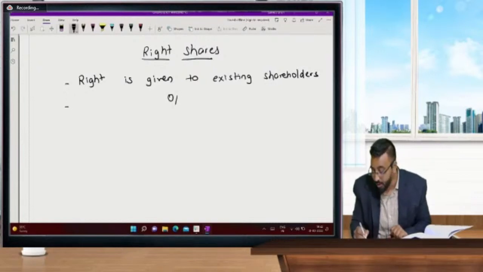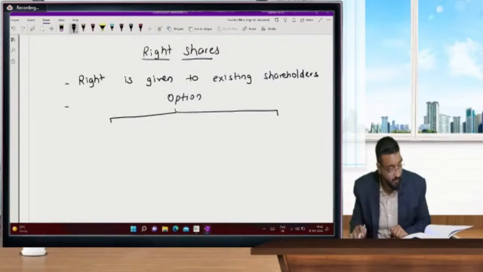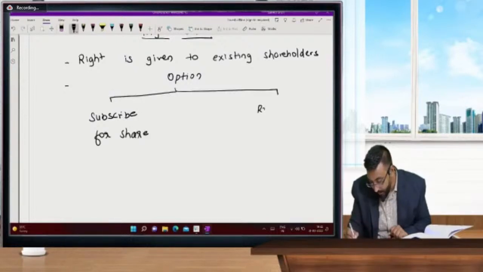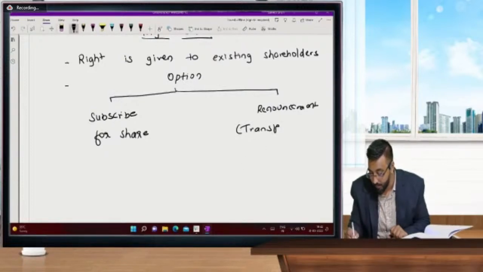Now, what are the options, beta? Options. Either subscribe for shares, and second one, renouncement. What is renouncement? Transfer of right to another person. Transfer of right.